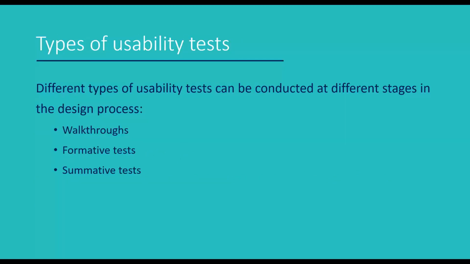So for types of usability tests, you need to make sure you're looking at the goals of what you want to accomplish when you decide what kind of usability test you want to run. Depending on where you are in the design process, there are a couple of different tests that you can run. First off, we have walkthroughs.